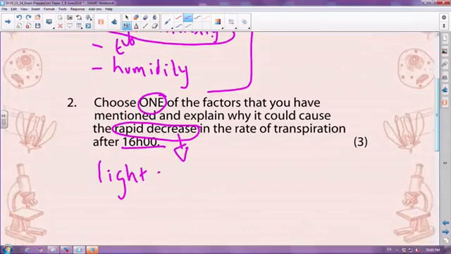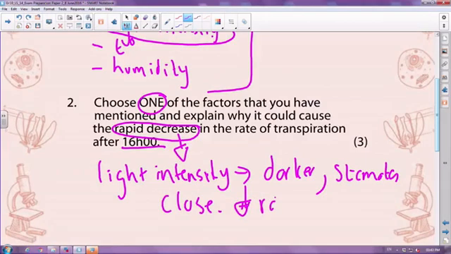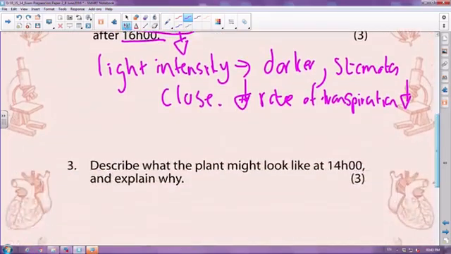And why does it cause a decrease? Because as it gets darker, what happens to my stomata? My stomata close. And when my stomata close, what's going to happen? My rate of transpiration is going to decrease. It's going to lower down because it's dark, no more light. My stomata are going to close.